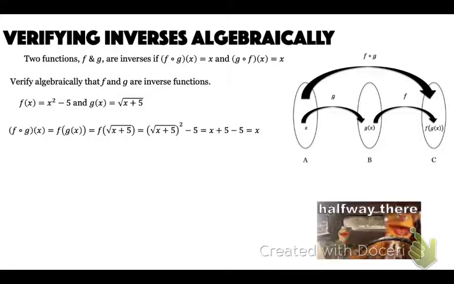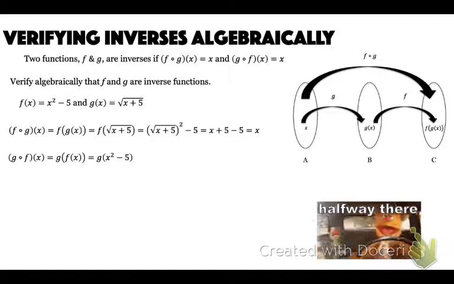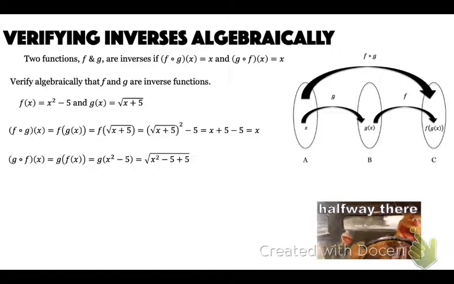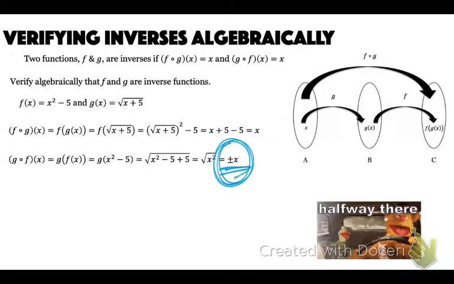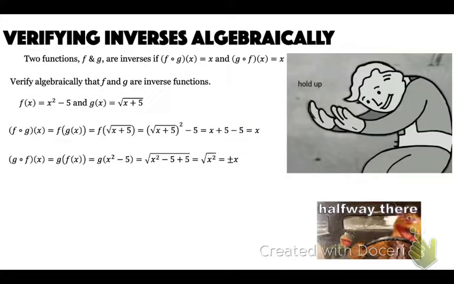Now if we go the other way, I'm going to plug f of x into g. So I'm going to plug x squared minus 5 into the g function. So that's going to be the square root of x squared minus 5 plus 5. I'm just going to get rid of those parentheses. Those 5s cancel. I get the square root of x squared, which equals positive or negative x. Now, this positive or negative is an issue for us. We cannot have a positive or a negative. It needs to just be x, which means that, hold up, these are not inverses.